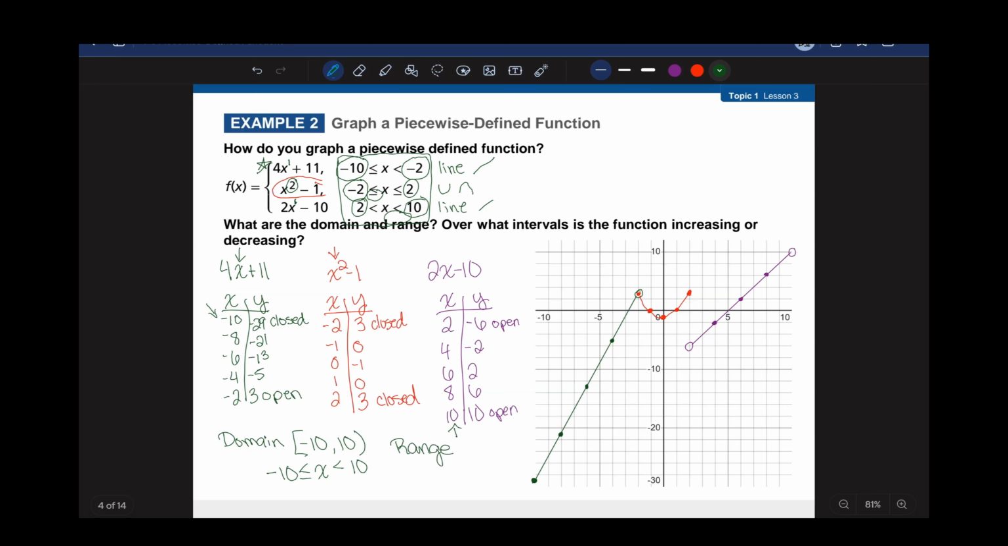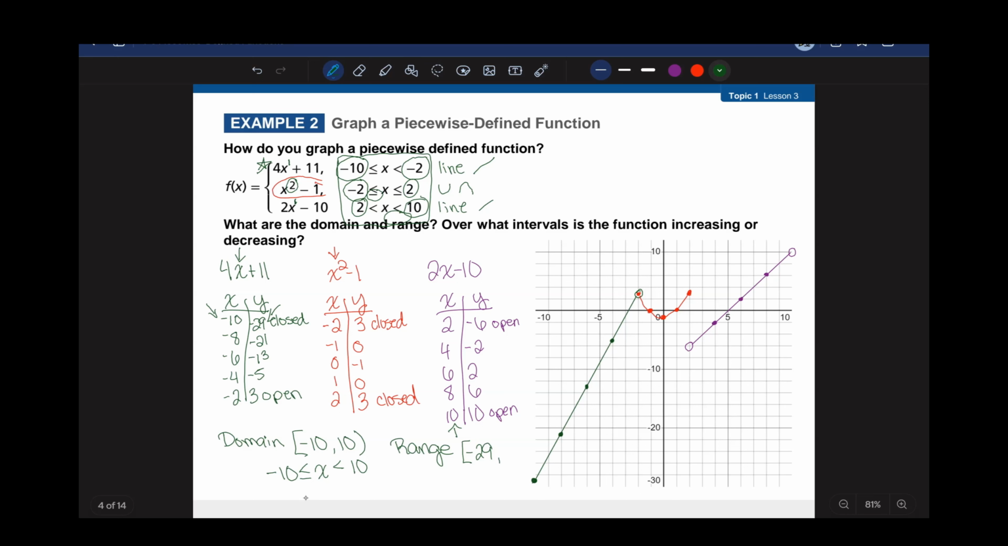Now, I don't have any gaps at all in my domain. So if you look at your range, we already actually have all the y's listed. It starts at negative 29. That's the lowest number I have. So if you look at all of your y values, okay, that's the lowest, still the lowest number that I have. So I'm going to say that I start at negative 29, and at that point, it is a closed circle. So negative 29 is included.